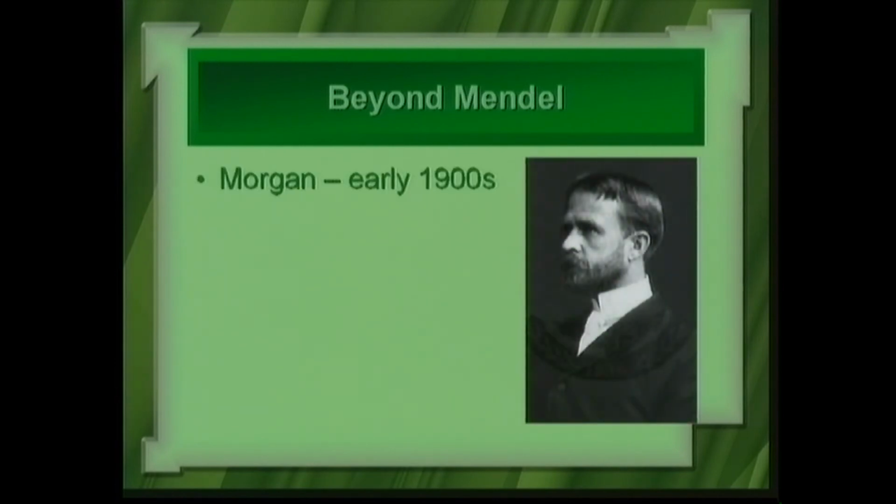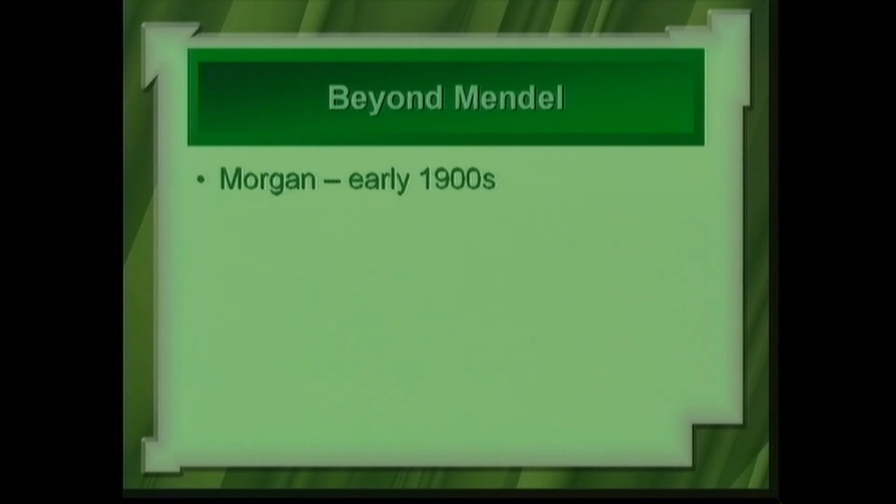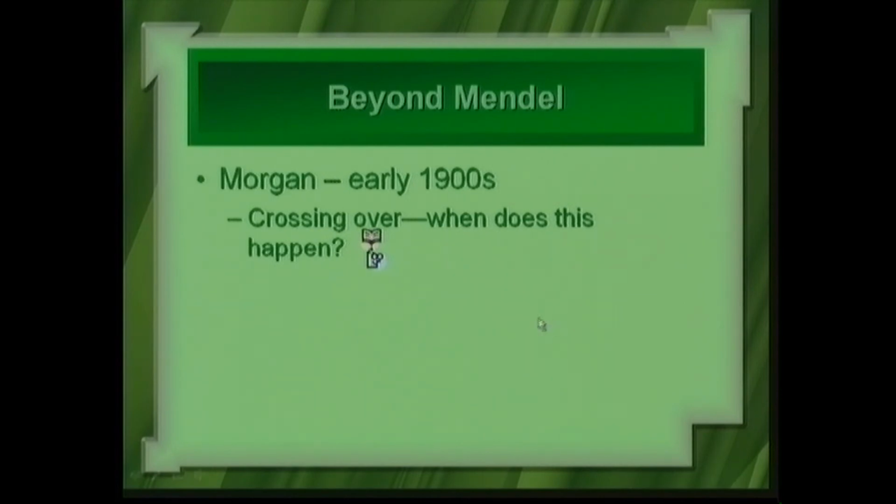When we get into Thomas Hunt Morgan, he also did work in the early 1900s, very important in terms of his genetics work, one of the towering giants of genetics. So crossing over, remember crossing over from meiosis? What happens? When does this happen? I already told you, meiosis. So what happens?